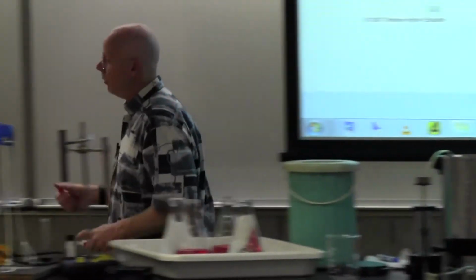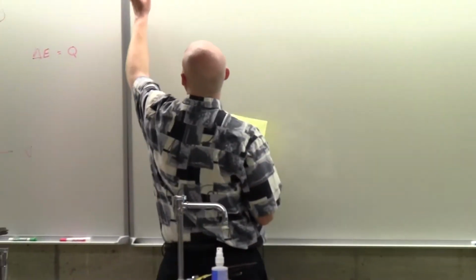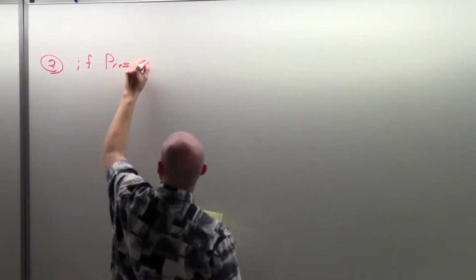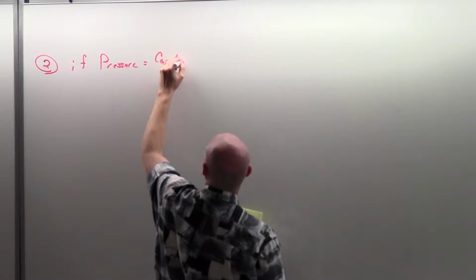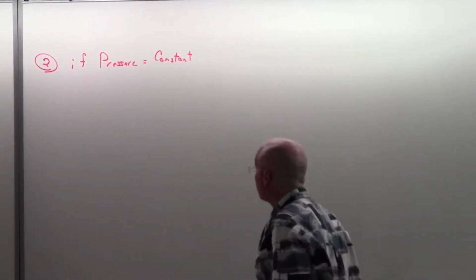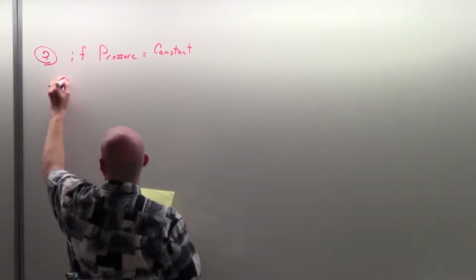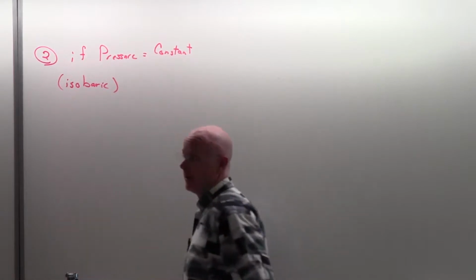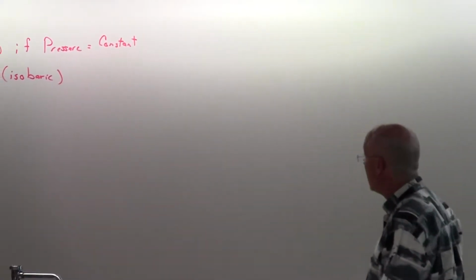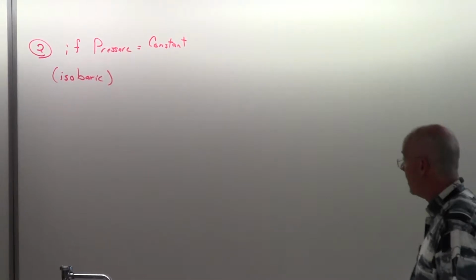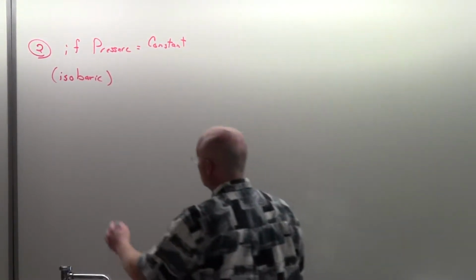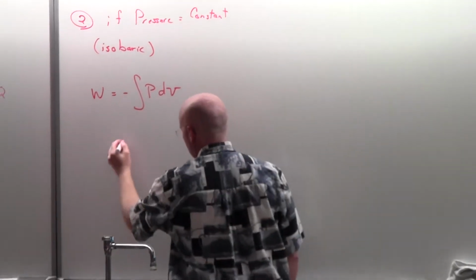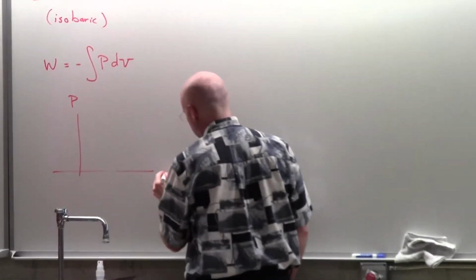So what would that look like? Step 2, if pressure is equal to a constant. And that was isobaric. Yeah, isobaric. And so there's my isobaric process. What would it look mathematically? Or what would it look like on a PV diagram?